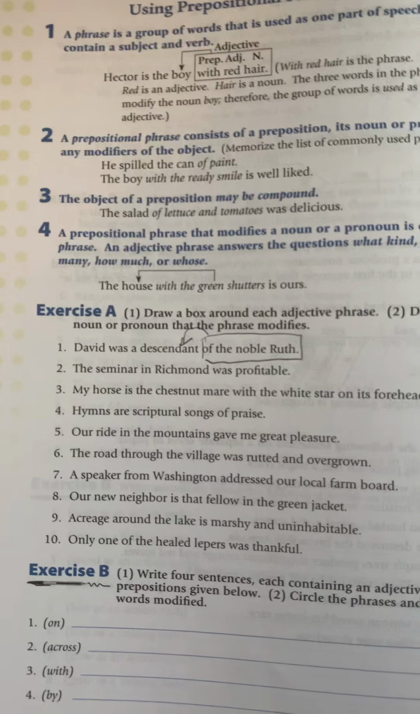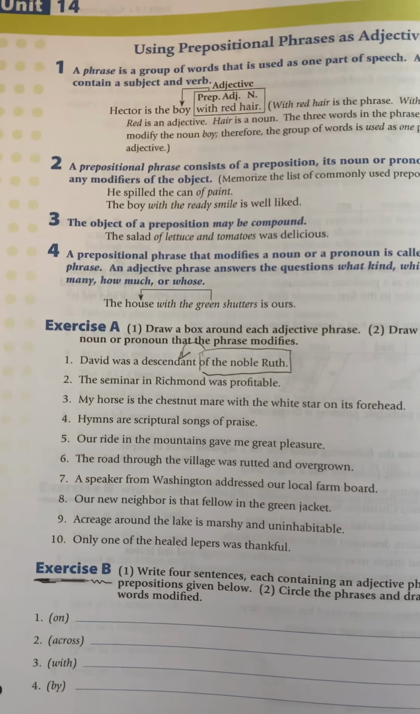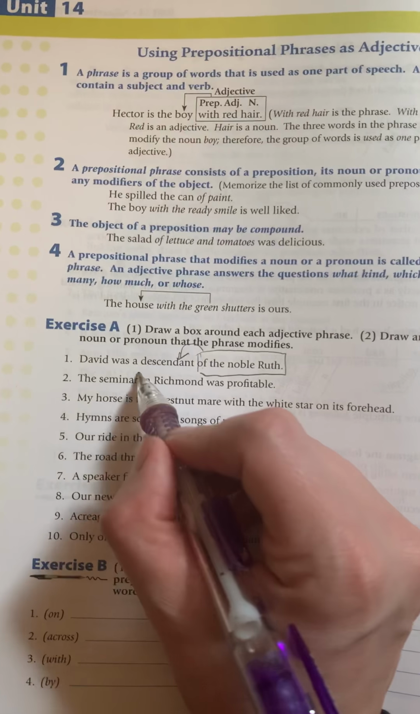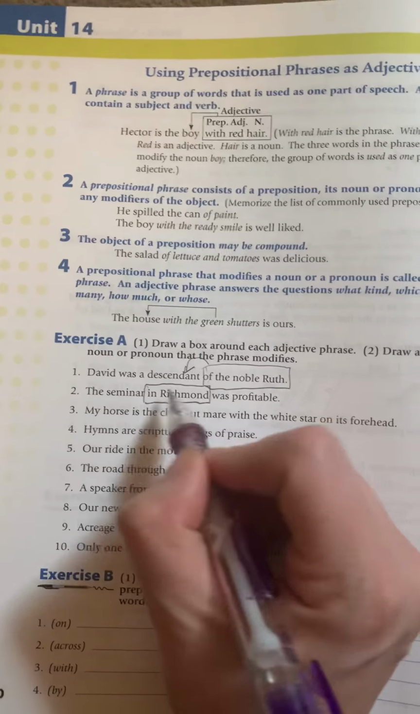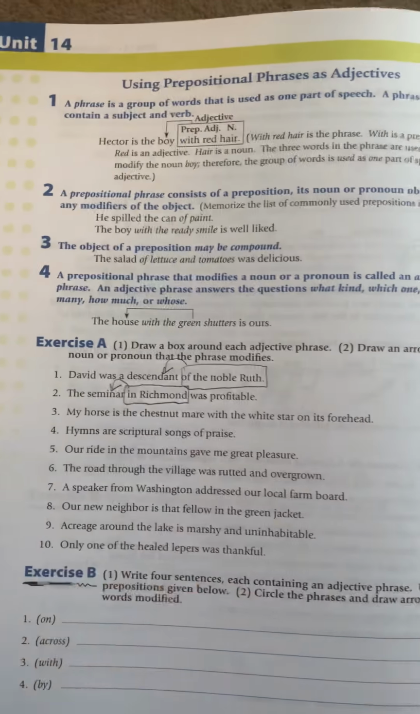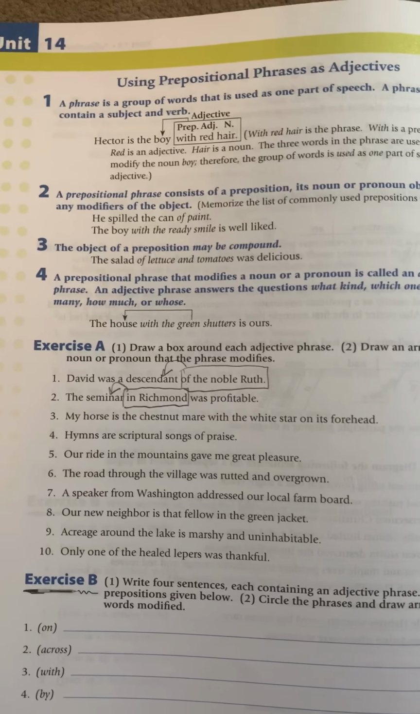Number 2, look for your preposition. The seminar in Richmond was profitable. So we've got in as our preposition. It ends at our noun Richmond. And what was in Richmond? The seminar.